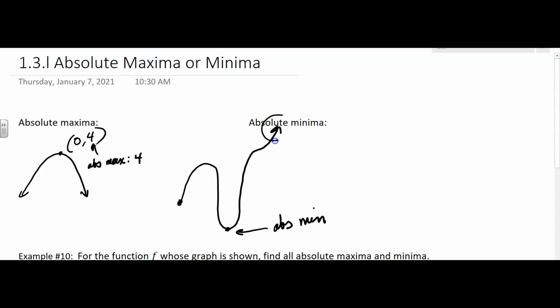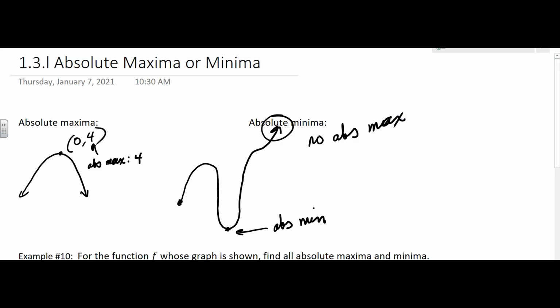Because see this arrow right here? That says outputs can keep going up and up and up. Infinity is not an absolute. And so there is no absolute max for that graph.